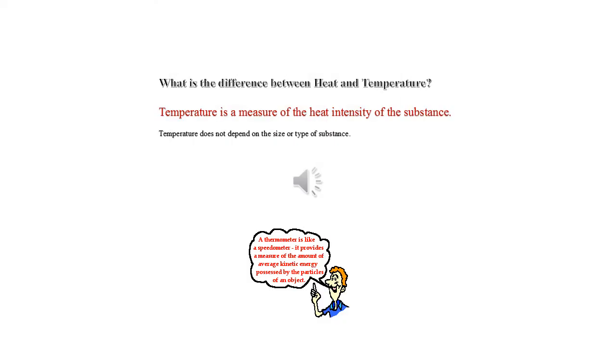Hot and cold are adjectives used to describe temperature. When finding the temperature of something, you are only finding the heat intensity. What is important is you understand that you are not finding out how much heat something has. You are only finding out how hot or cold it is.